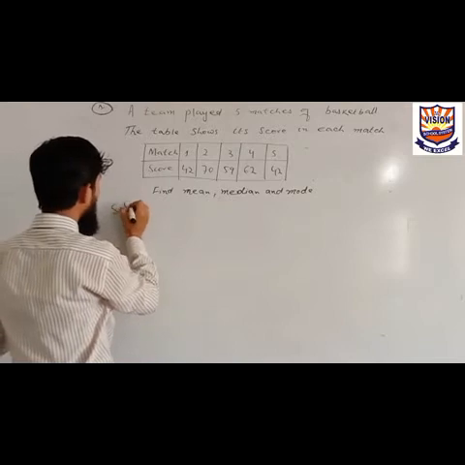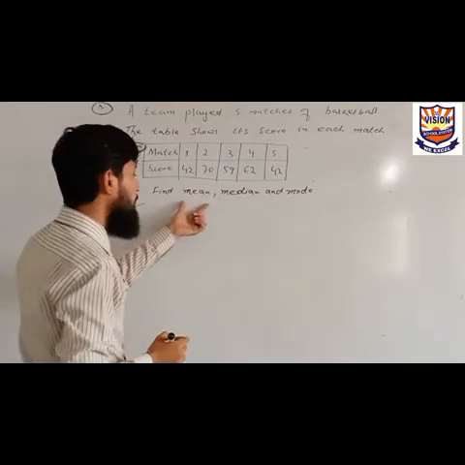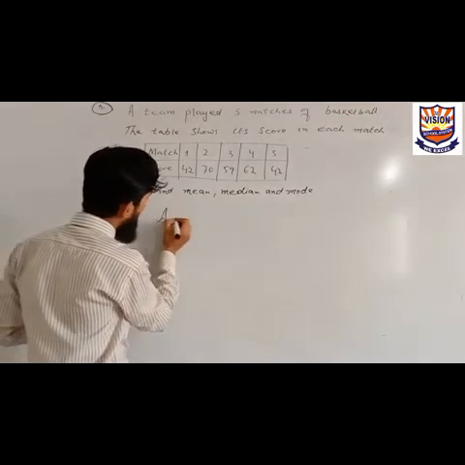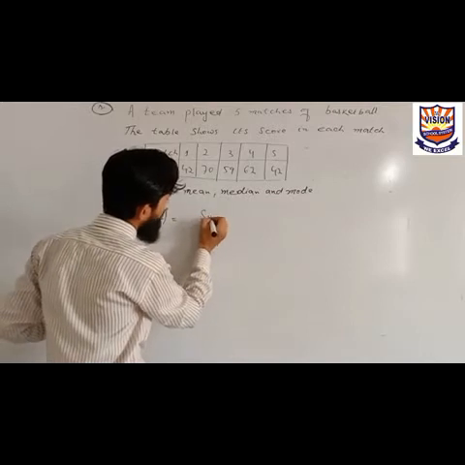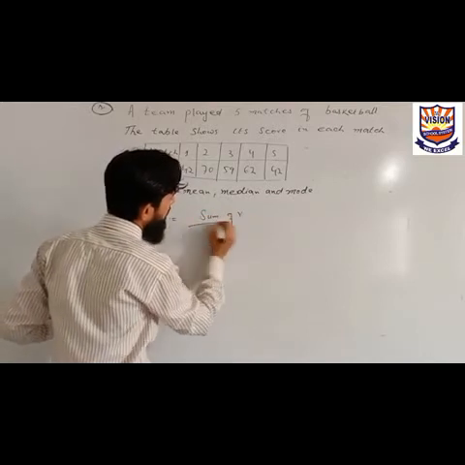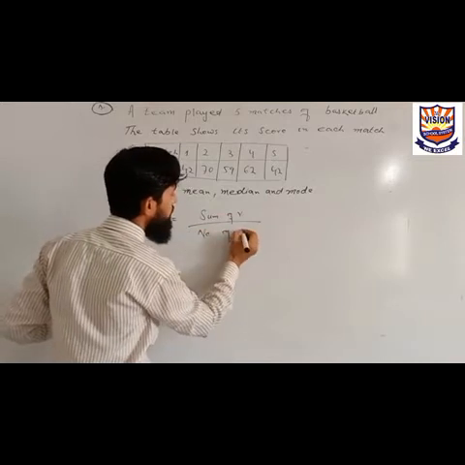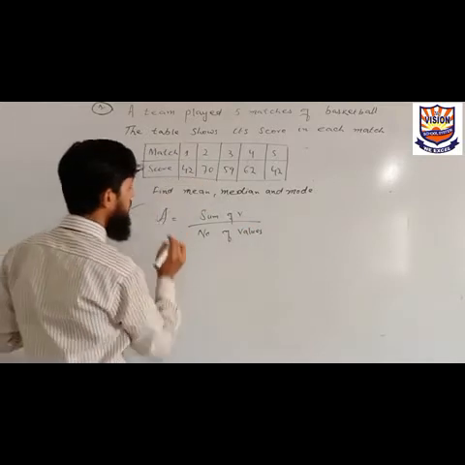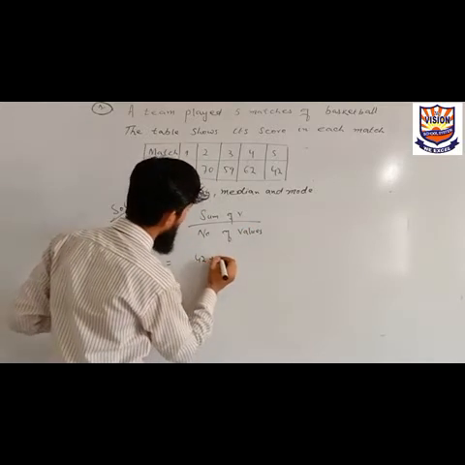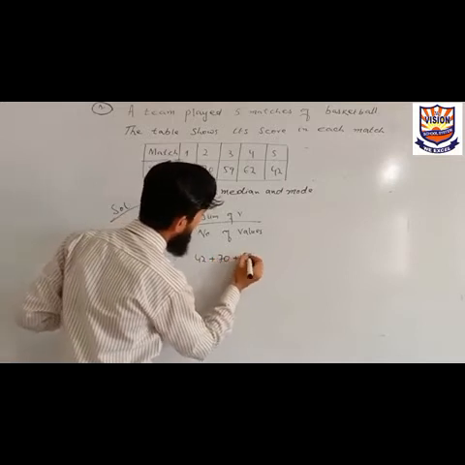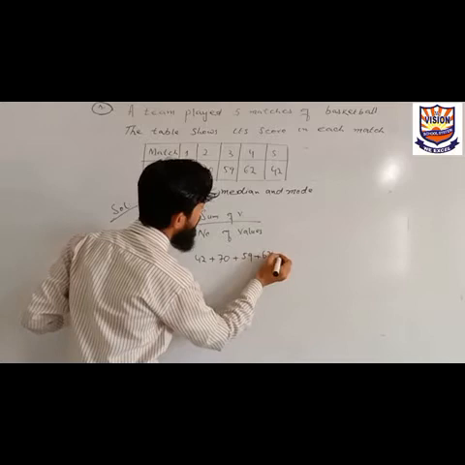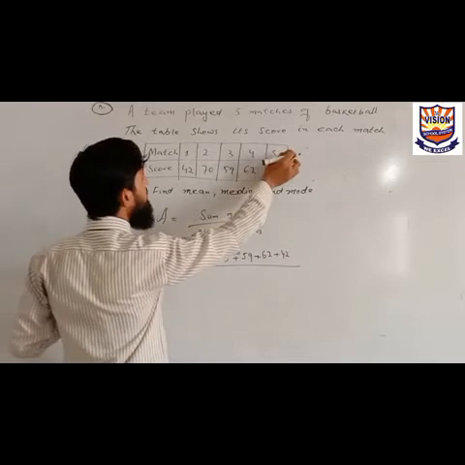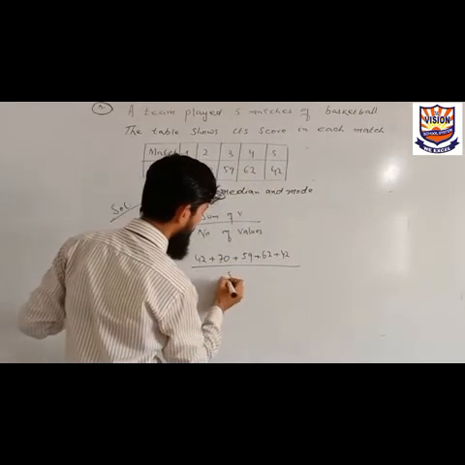Let's do the solution first of all. We know mean is the same as average. Mean means average. So the formula to find average is sum of values divided by number of values. Take the sum of these values, 42 plus 70 plus 59 plus 62 plus 42, divided by how many matches there are. The team played 5 matches, so we will write 5 here.